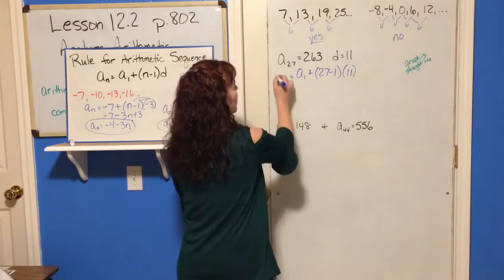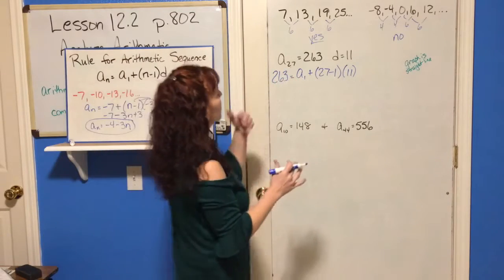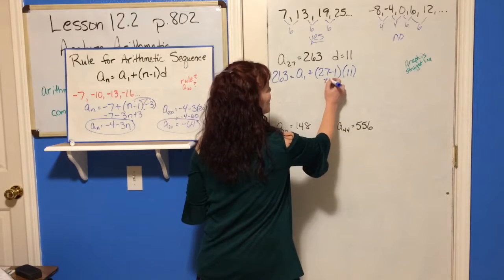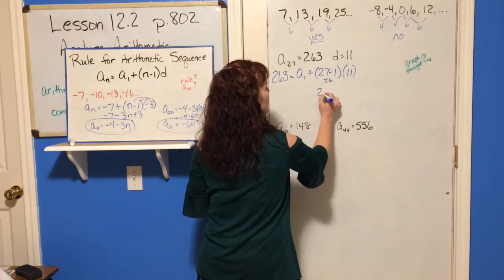I need a value there, huh? Some of you were saying, how are you going to do that? That's not a real number. There you go. Now you know. All right. So 27 minus 1 is 26. 26 times 11 is 286.